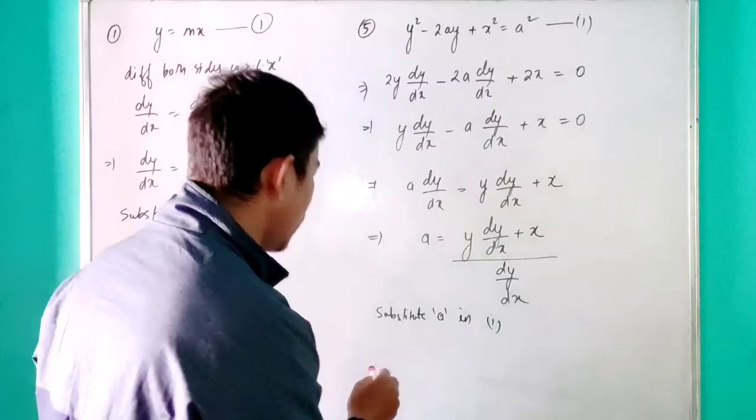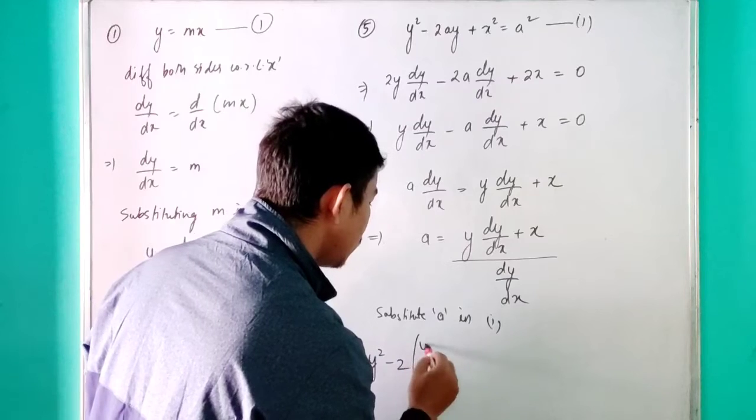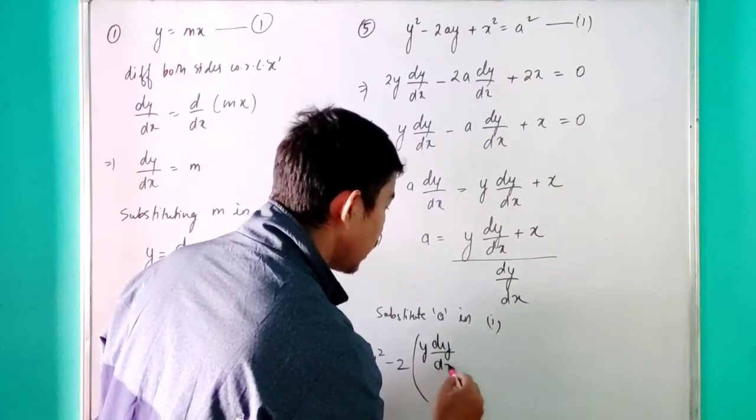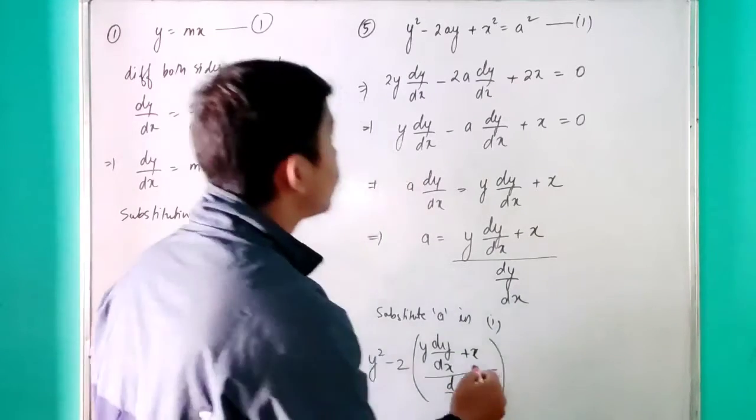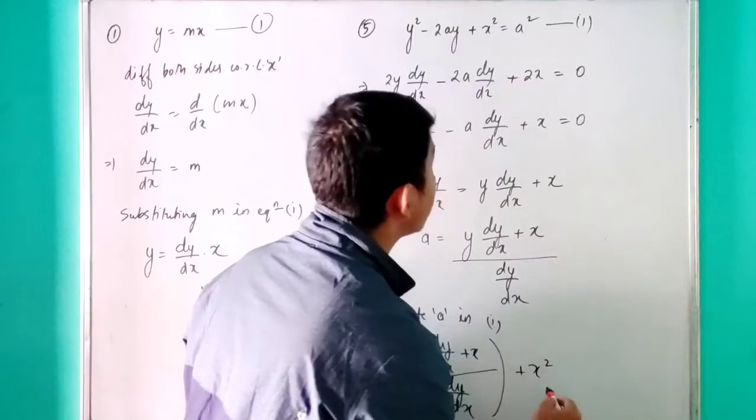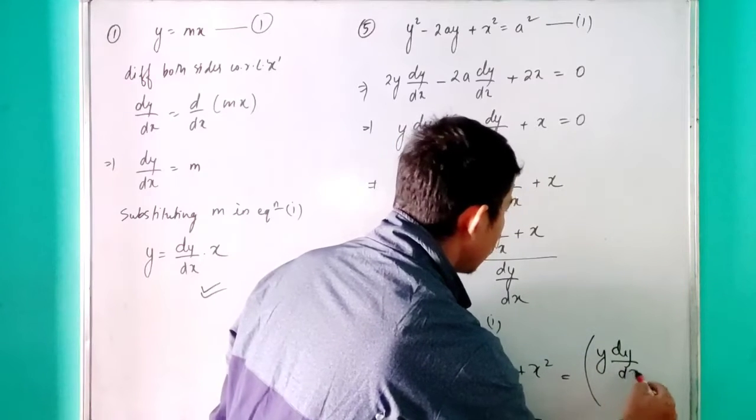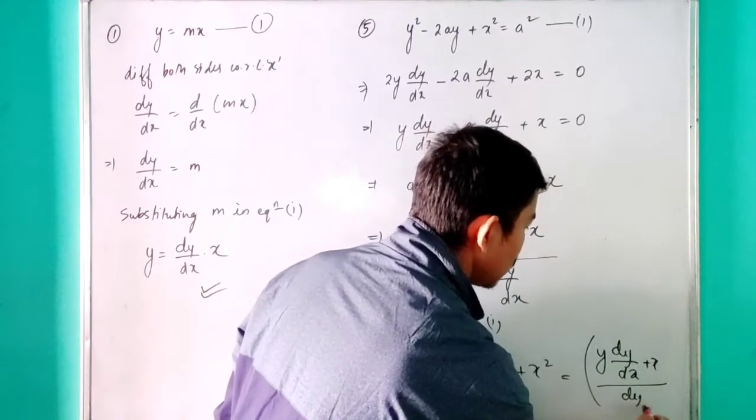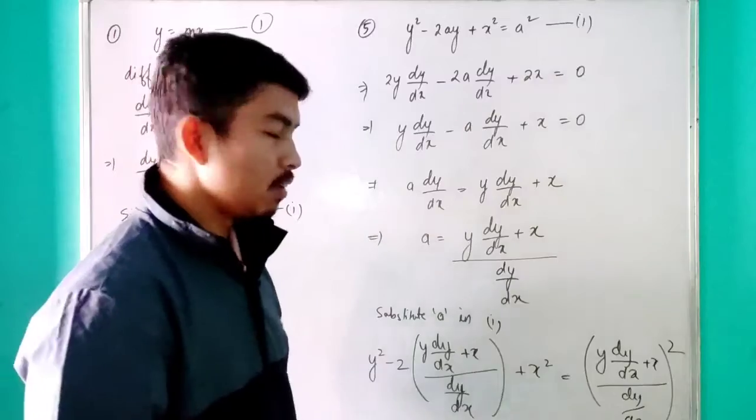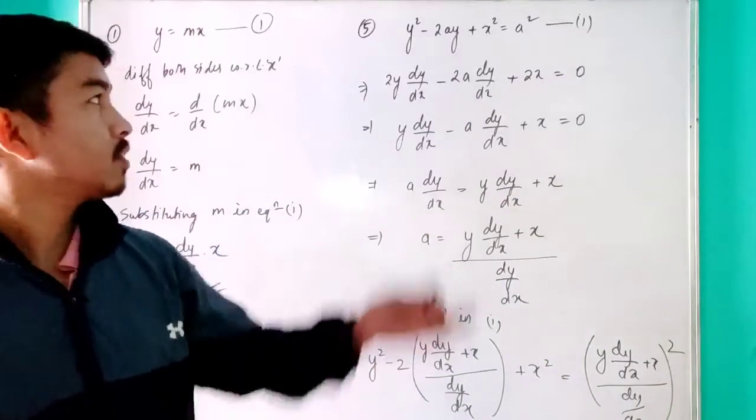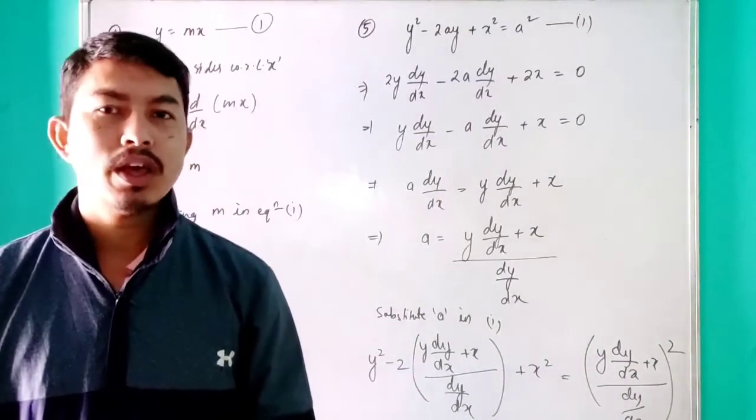On substituting, what do I get? I'll simply get y square minus 2 times a, where a means y dy by dx plus x divided by dy by dx, plus x square equal to a square. Again here it will be y dy by dx plus x divided by dy by dx, whole square. So this is how we obtain it. Now if you simplify it, the expression that you obtain is the differential equation of the given equation. So this is how we form the differential equation according to what the question asks us to find.